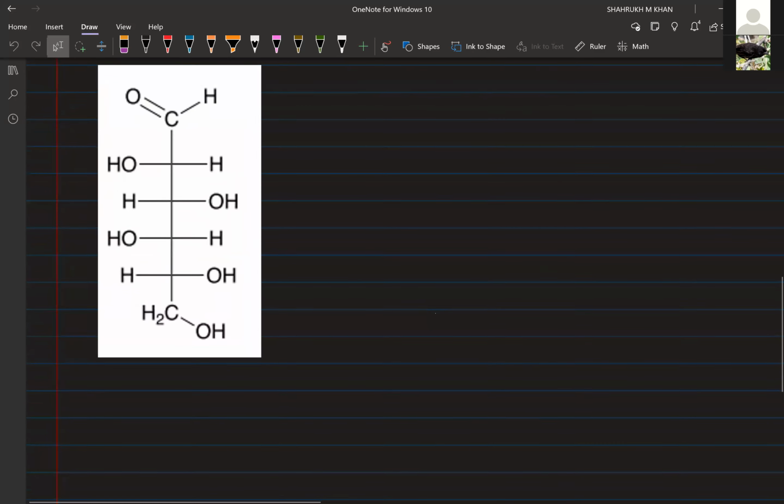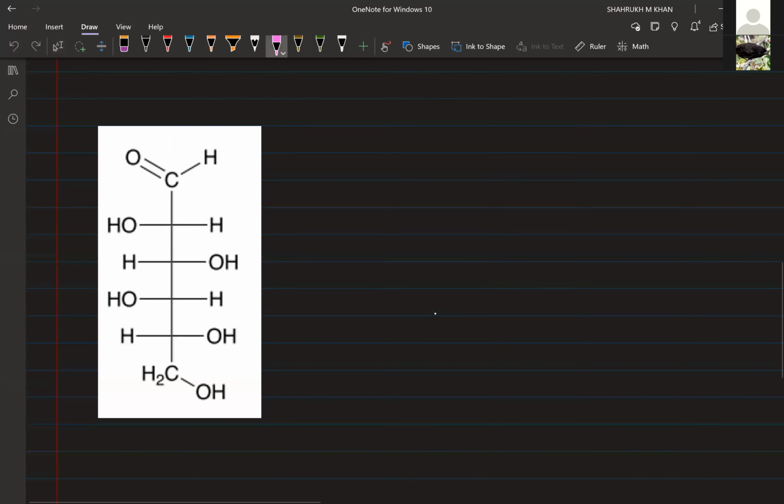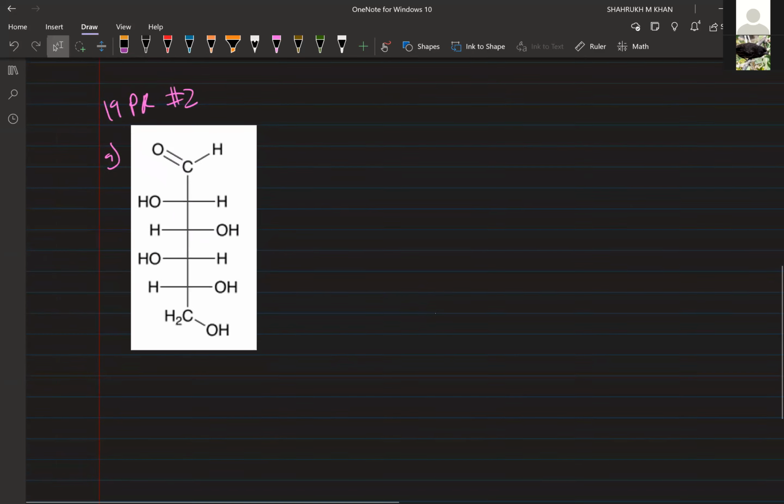Okay, so here we have one of those carbohydrates. Or what does this say? Convert each open chain monosaccharide Fischer projection into its lower energy ring form. Show stereochemistry. Designate naturally occurring or non-naturally occurring. So once again, this was 19 PR number 2. And I guess we could call this one A. Let's zoom out a little.